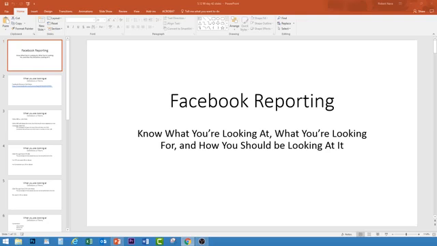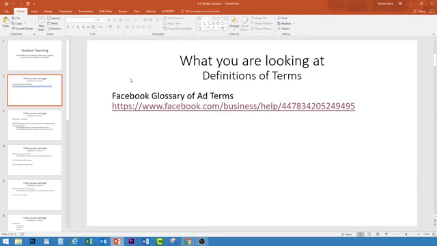Before actually jumping in, I was waiting to see if more people would come in, but it's already 2:08. So let's just go ahead and jump into the next slide. We're talking about Facebook reporting. The first thing I said we're going to look at is to know what you're looking for. So let's talk about some of these definitions. What are some of the terms that we need to know?